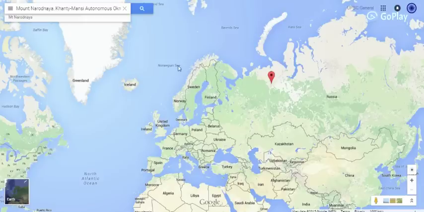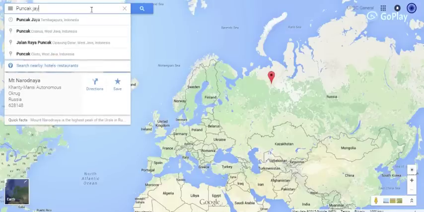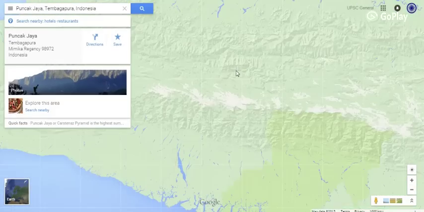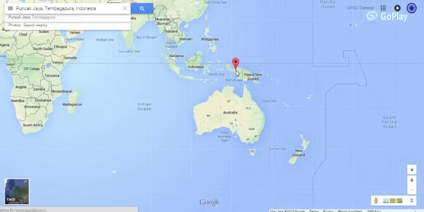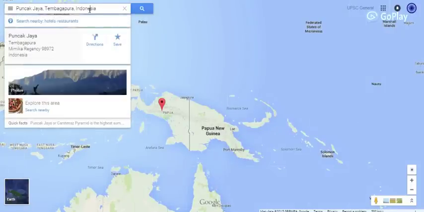Next, let's look at Puncak Jaya. It's in Indonesia, in New Guinea, and it is the highest mountain peak in Indonesia.